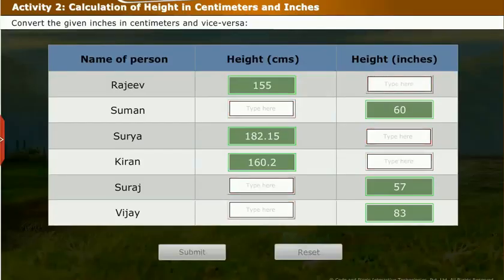Let us perform an activity to calculate height in centimeters and inches. Convert the given inches in centimeters and vice versa.